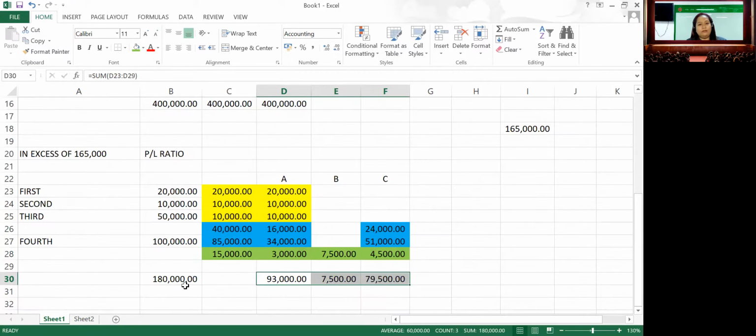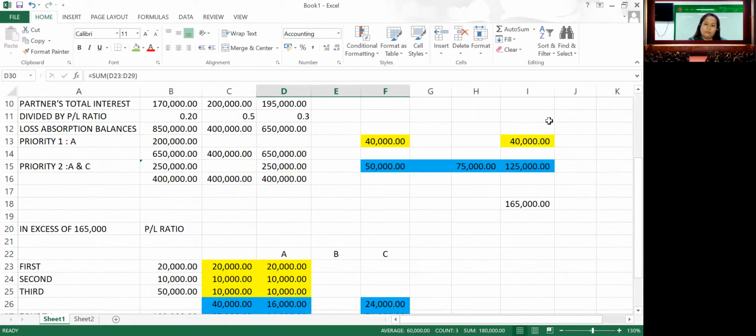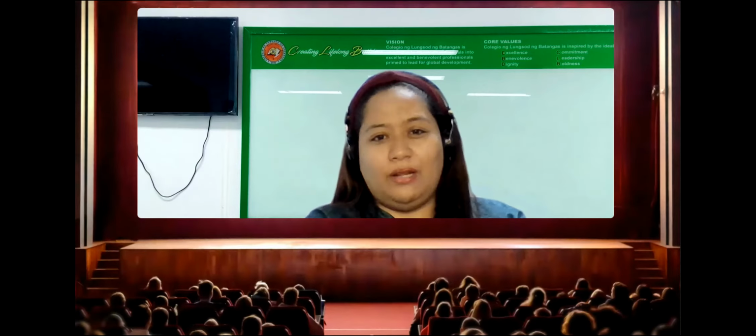So, let us say, meron pang i-distribute na another value. Let us say 10,000. So, again, yung 10,000, ipi-P&L ratio mo na. Why? Because the moment na nasatisfy na yung ating cash priority program, in this particular example, the 165,000, all the remaining cash available will be distributed based on their profit and loss ratio. Okay? So, dun lang po umiikot yung cash priority program.